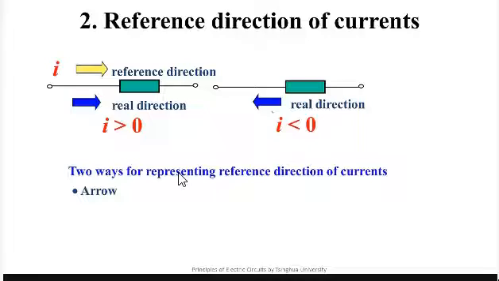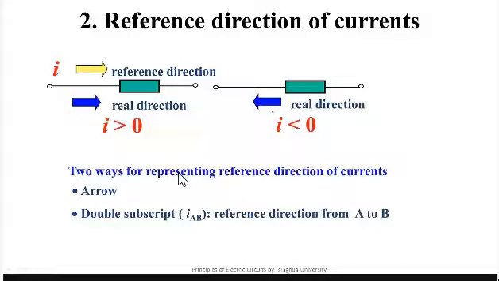After learned the reference direction, we can see that there's 2 ways for representing reference directions of currents. One is arrow, as the figure shown from left to right or from right to left. The other one is double subscript. IAB represents the reference direction from A to B.